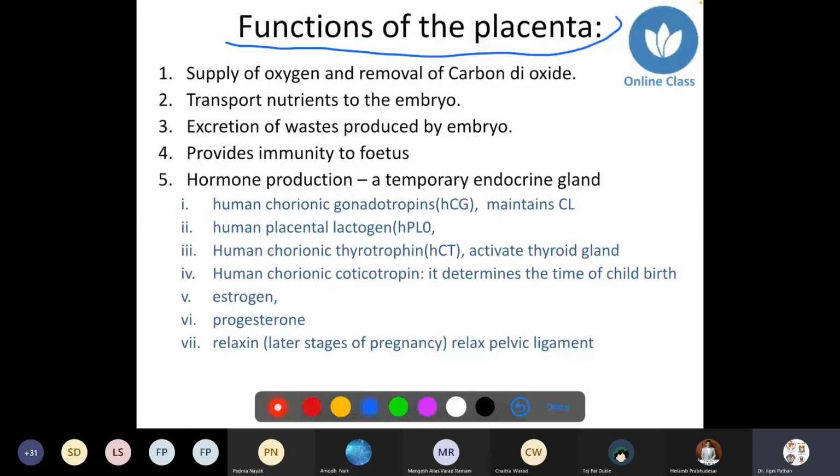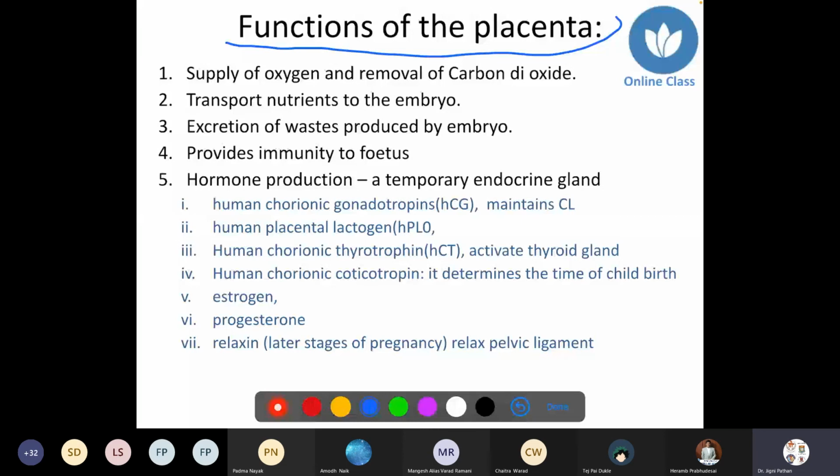Human chorionic gonadotrophic hormone, which maintains the corpus luteum; placental lactogen, which helps in the production of milk; chorionic thyrotrophin hormone, which activates the thyroid gland so that growth can happen; human chorionic corticotrophic hormone, which determines the time of childbirth; estrogen and progesterone, which are the pregnancy hormones; and relaxin, which relaxes the pelvic ligament during the time of parturition. So all these functions are important.